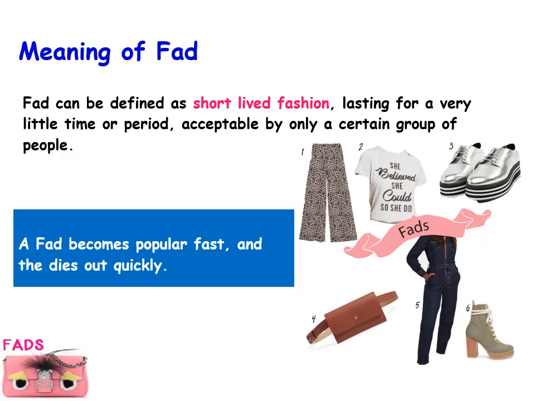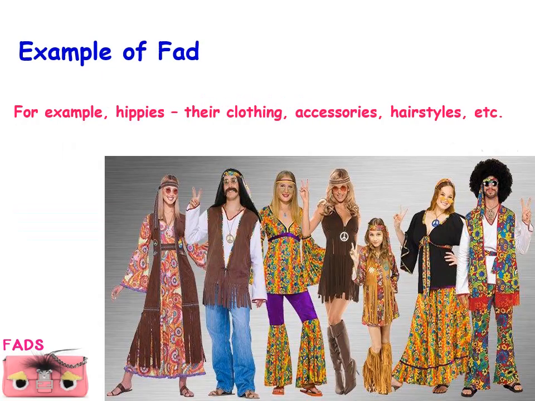Meaning of fad. Fad can be defined as short-lived fashion, lasting for a very little time or period, and acceptable by only a certain group of people. A fad becomes popular fast and dies out quickly. The best example of fad could be hippies, their clothing, accessories, and hairstyles, which are very short lived.